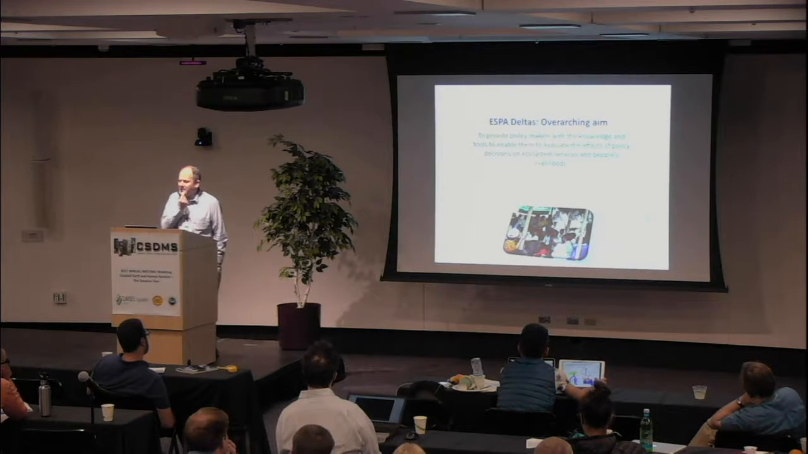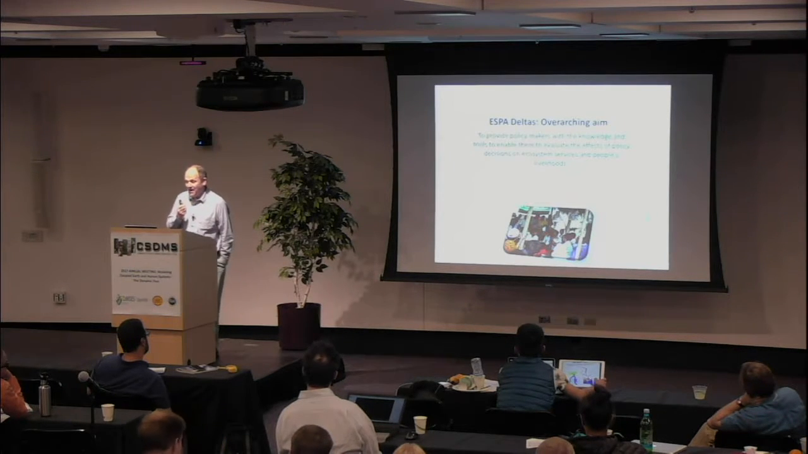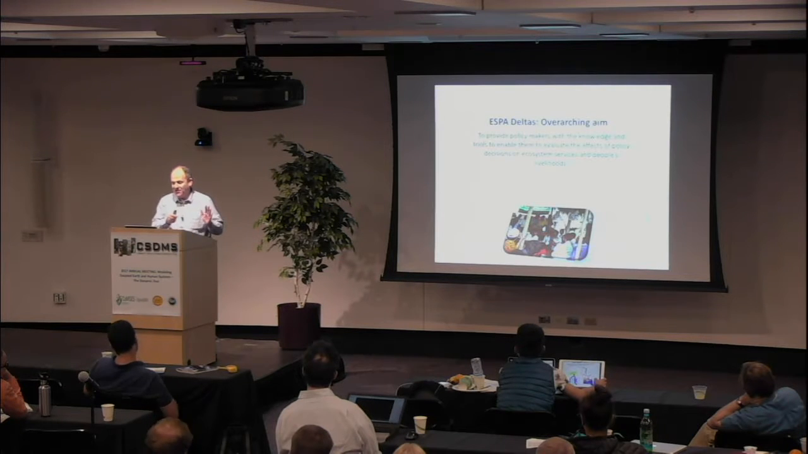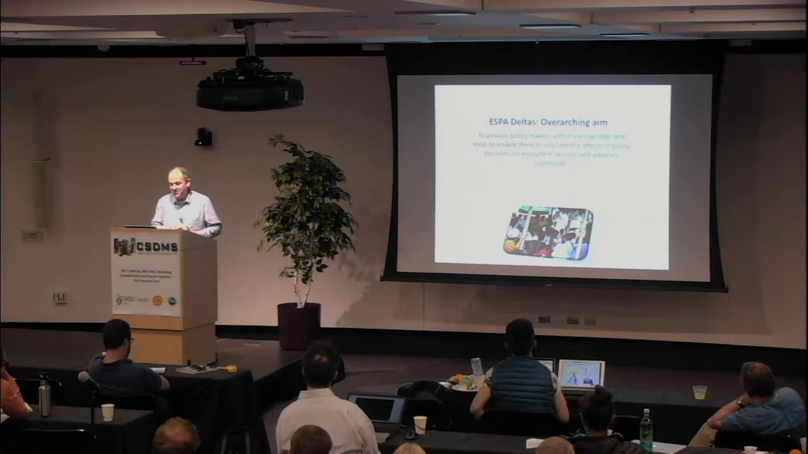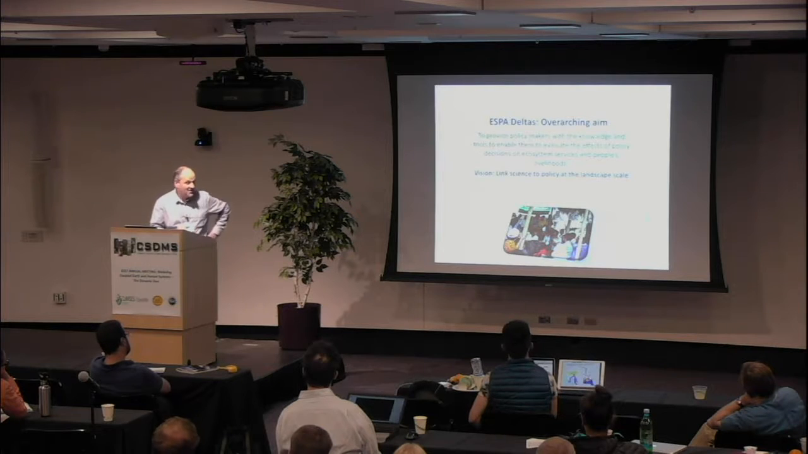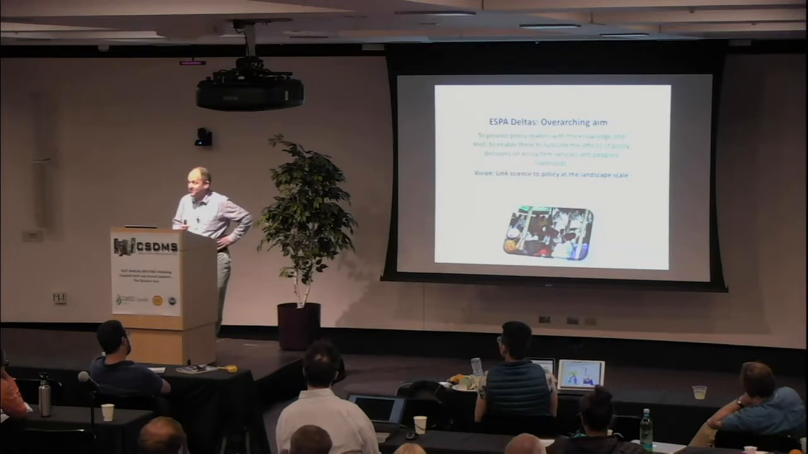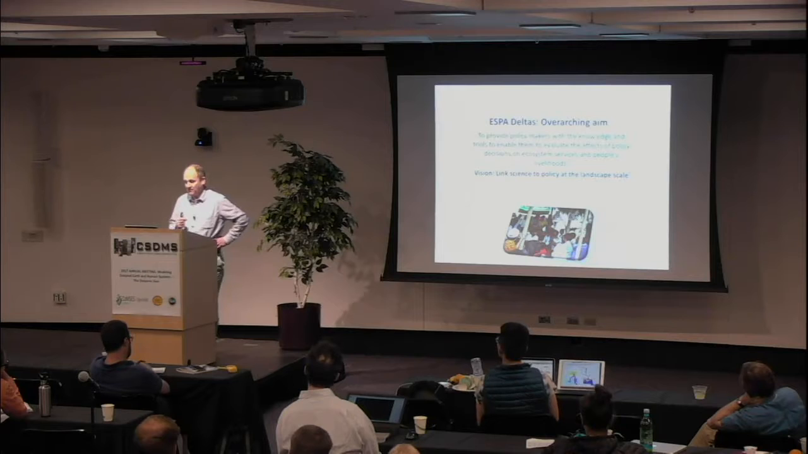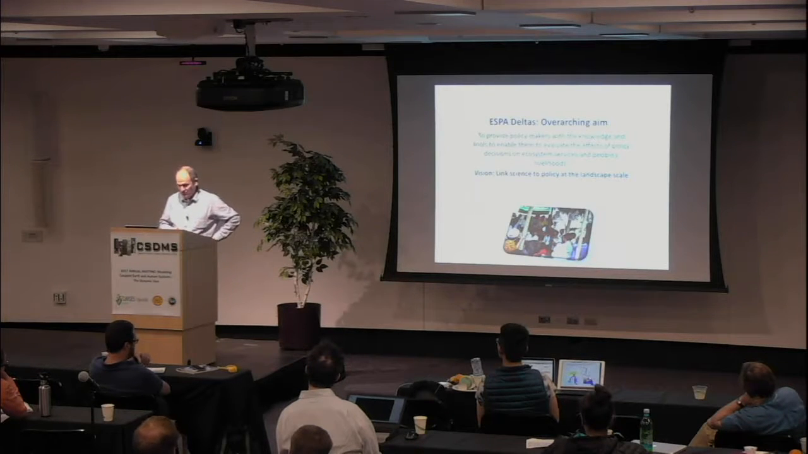We had a sort of vision from the very beginning. It was very integrative, and we wanted to really allow policymakers to use information over this large spatial scale to think about ecosystem services and people's livelihoods. So you might say, in plain English, link science to policy at the landscape scale, at this very large spatial domain.